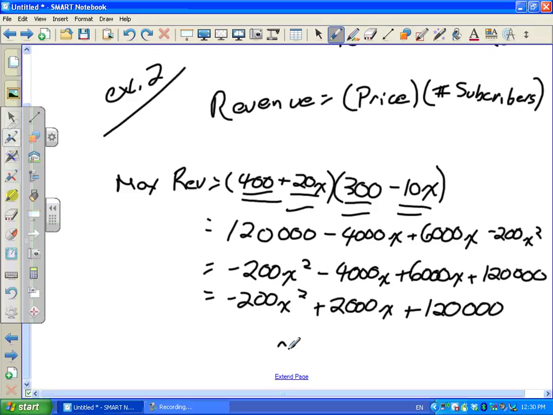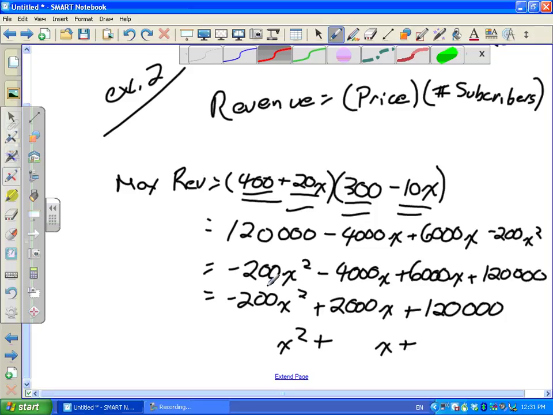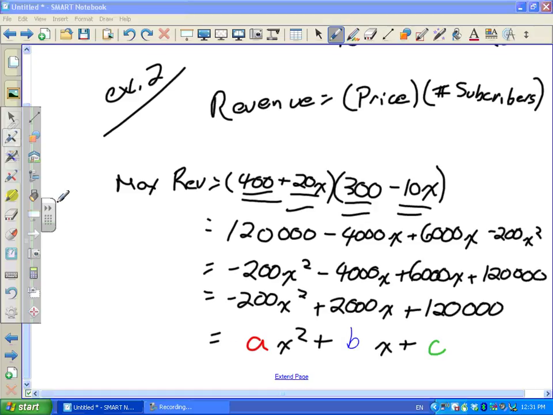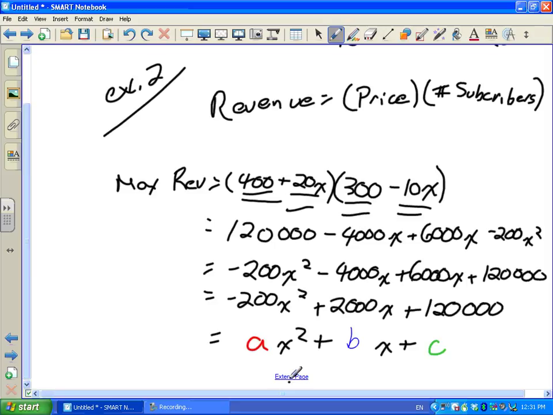If you look, we are now in standard form. We have an A, B, and C. We've now created standard form. Excellent. The question asks us to max the revenue. We know that to max in a parabola, we have to find the vertex. So we have to go from our standard form to vertex form. In order to do that, we complete the square.